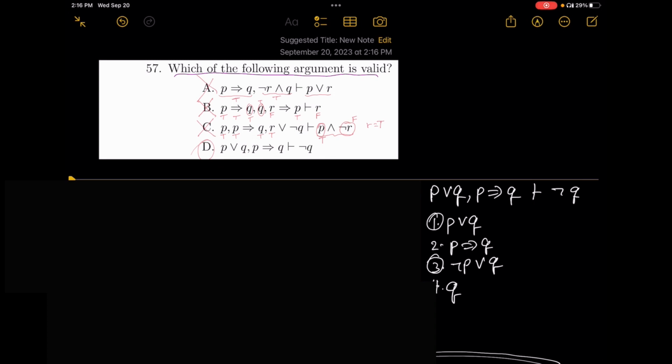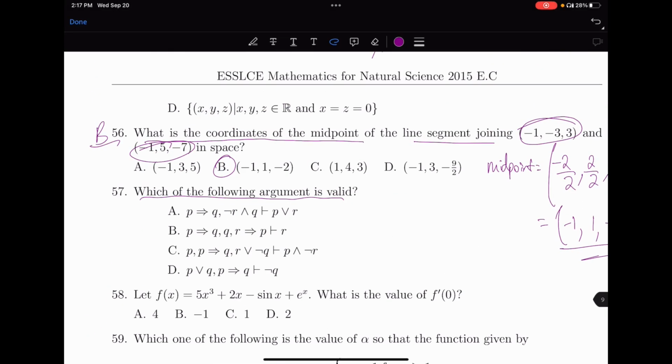So if Q is true, negation of Q is false. Negation of Q is false. In fact, this question does not have an answer. Question number 57, no answer. All of the arguments that are given, they are invalid. Okay? All are invalid.